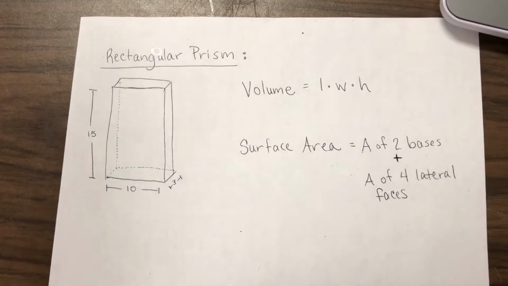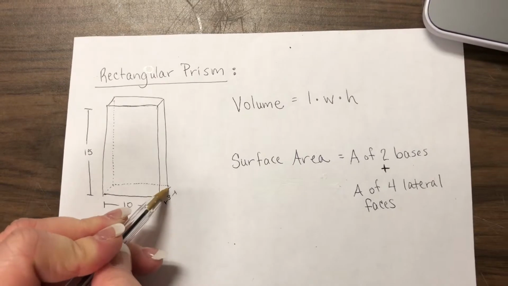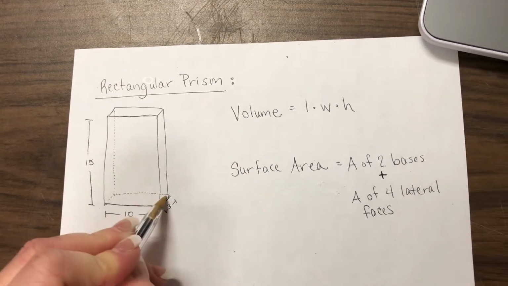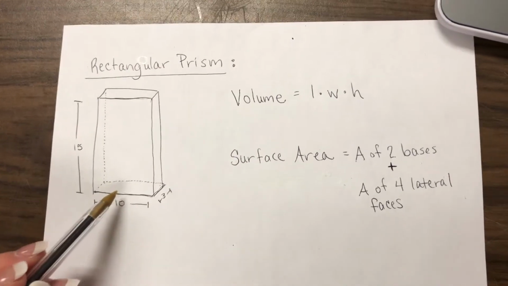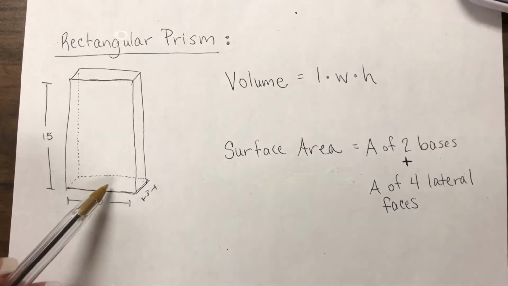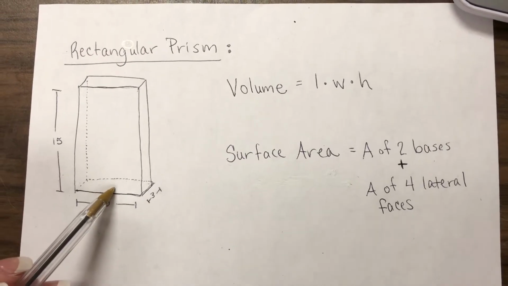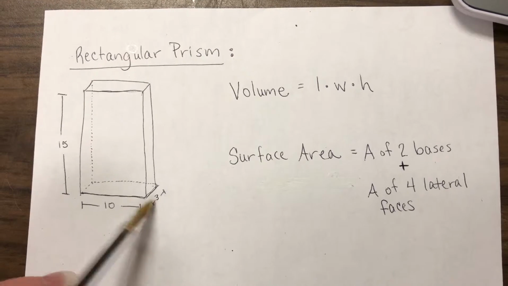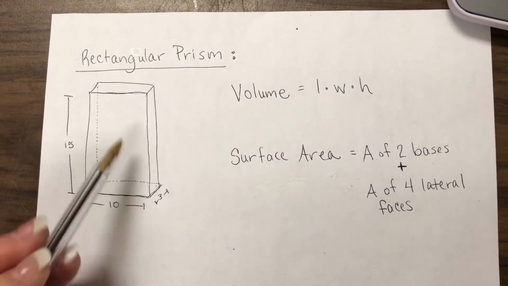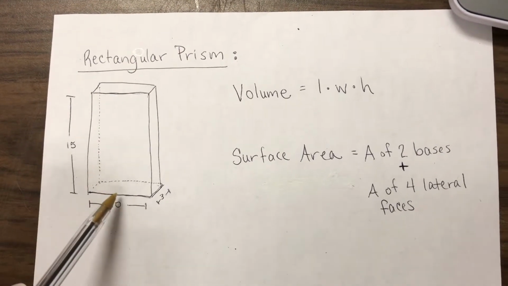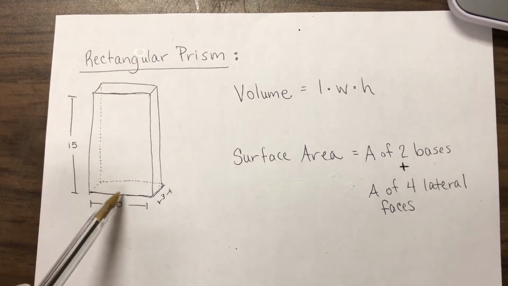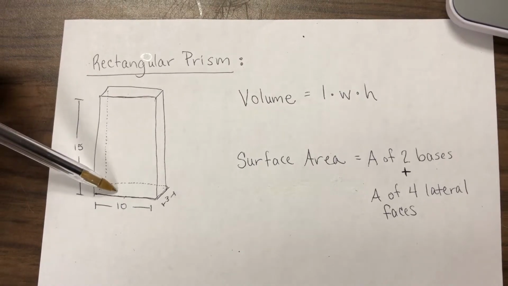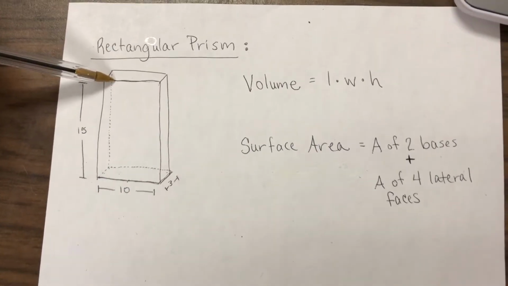A rectangular prism is a prism, or a three-dimensional figure, in which the bases of the figure are rectangles. So if you look at the figure I have sketched here, we'll see a base of a rectangle with a length of 10 units and a width of 3 units. The top is also going to be congruent, or equal, to the bottom. That's one of the characteristics of a rectangular prism. The bottom and the top are the exact same shape.